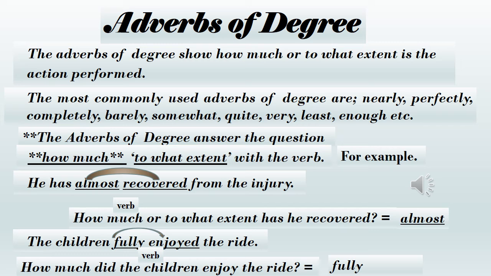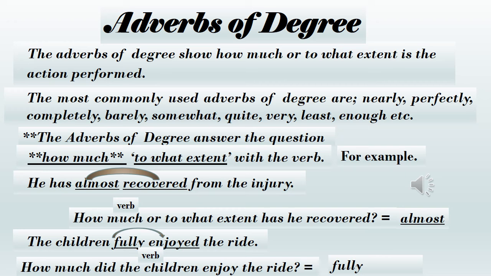The fifth type is the adverbs of degree. The adverbs of degree show how much or to what extent the action is performed. The most commonly used adverbs of degree are nearly, perfectly, completely, barely, somewhat, quite, very, least, enough, etc. The adverbs of degree answer the question which begins with how much, or to what extent.